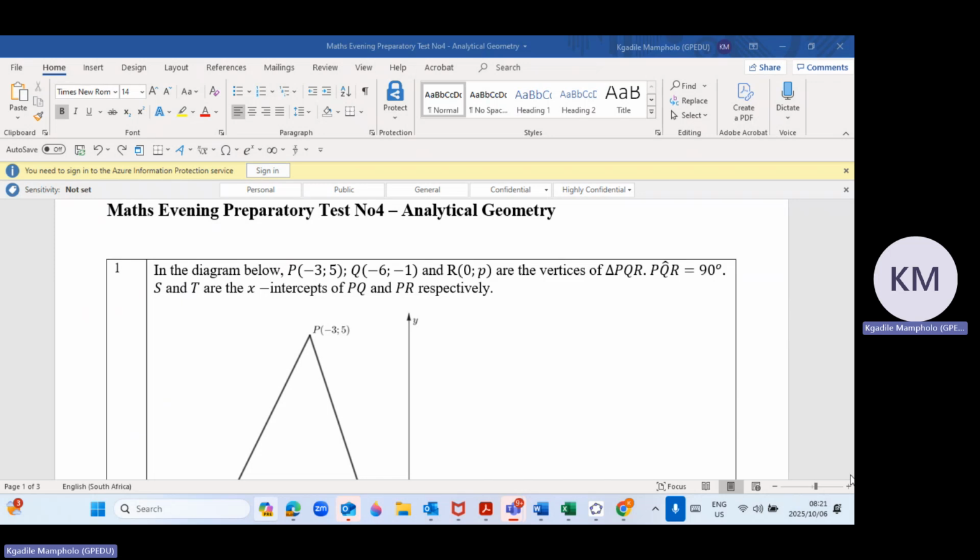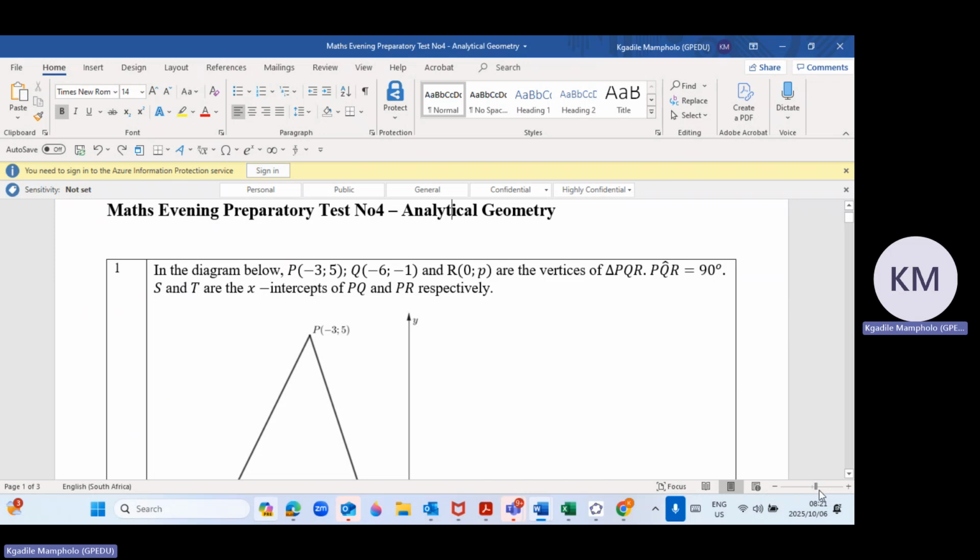The first statement says, in the diagram below, the coordinates of P are -3 and 5, Q is -6 and -1, R is 0 and p. These are the vertices of triangle PQR. Angle PQR is 90 degrees. S and T are the x-intercepts of PQ and PR respectively.